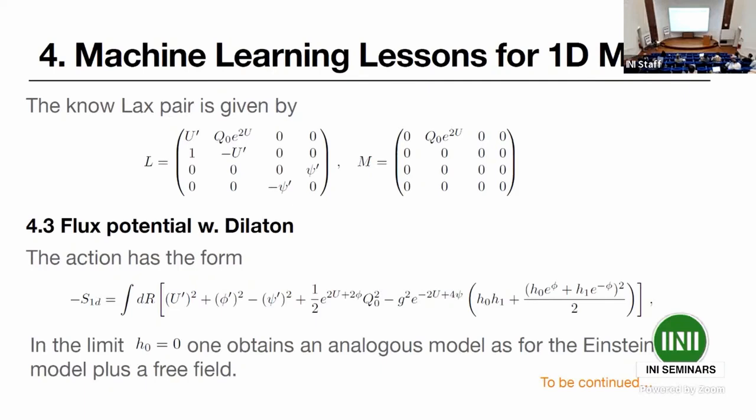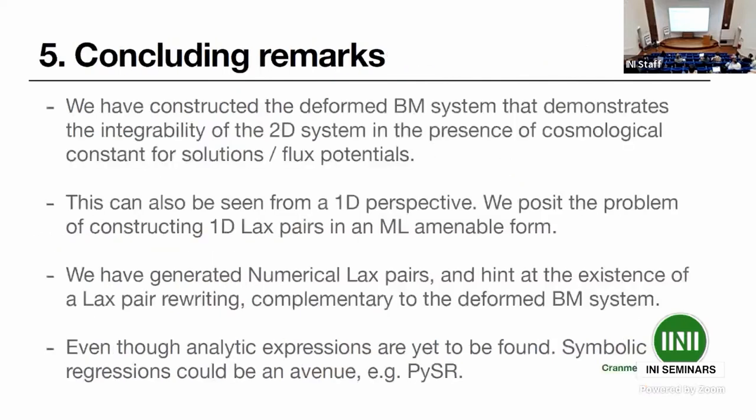And yeah, this is a story essentially to be continued. And I hope to be able to report more about this in the future. But let me just summarize what we did and what we expect to achieve. So we have constructed a deformed Breitenlohner-Maison system that captures some integrability for a two-dimensional system in the presence of a cosmological constant or a flux potential.